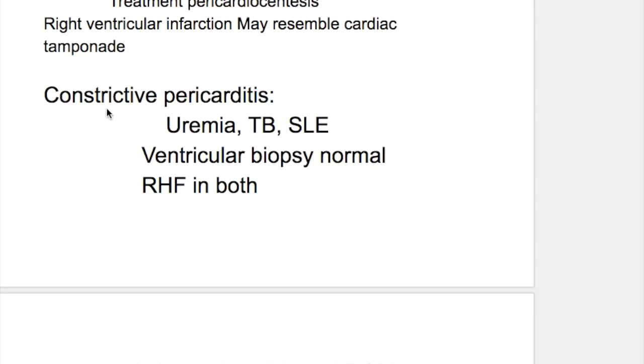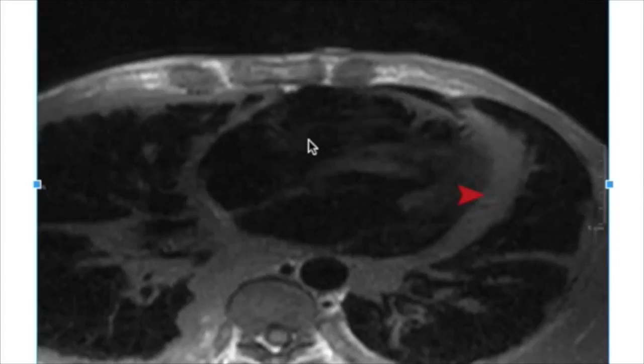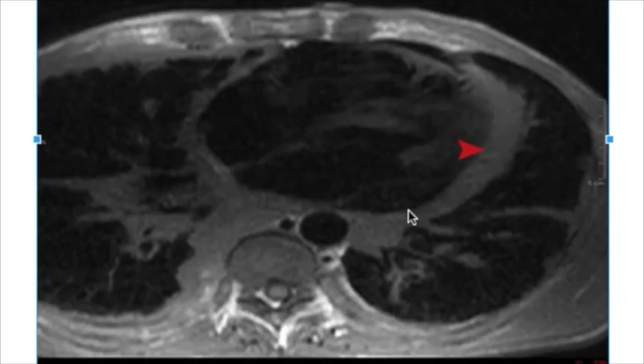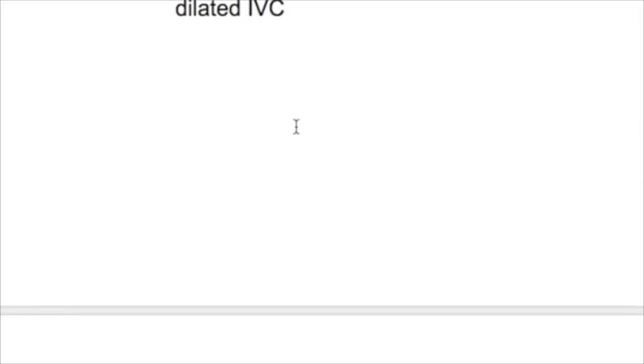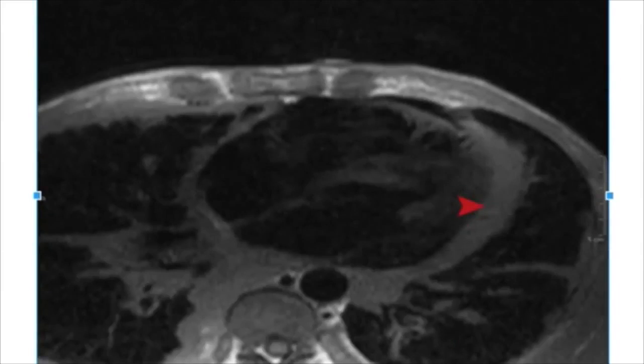What are the other causes of constrictive pericarditis? It may also be caused by uremia and SLE. And what do you see in an echocardiography in constrictive pericarditis? The pericardium is thickened in constrictive pericarditis, and there is a dilated inferior vena cava.